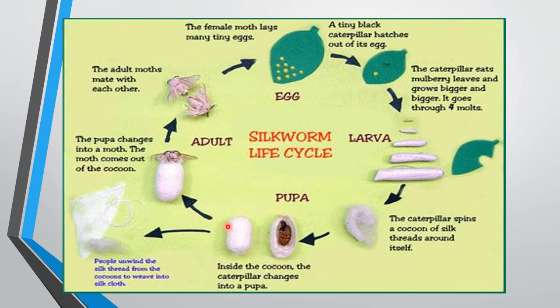Nowadays people are not killing the silkworm. That silk we are getting is the ahimsa silk or peace silk, and it is quite costly because in that process the rearers are not killing the silkworm. Then the adult moths mate with each other, and the cycle continues.